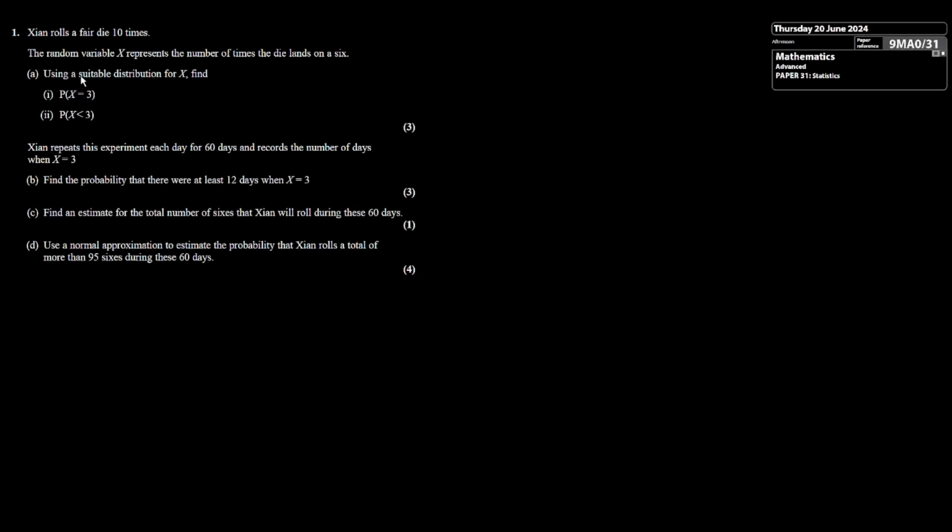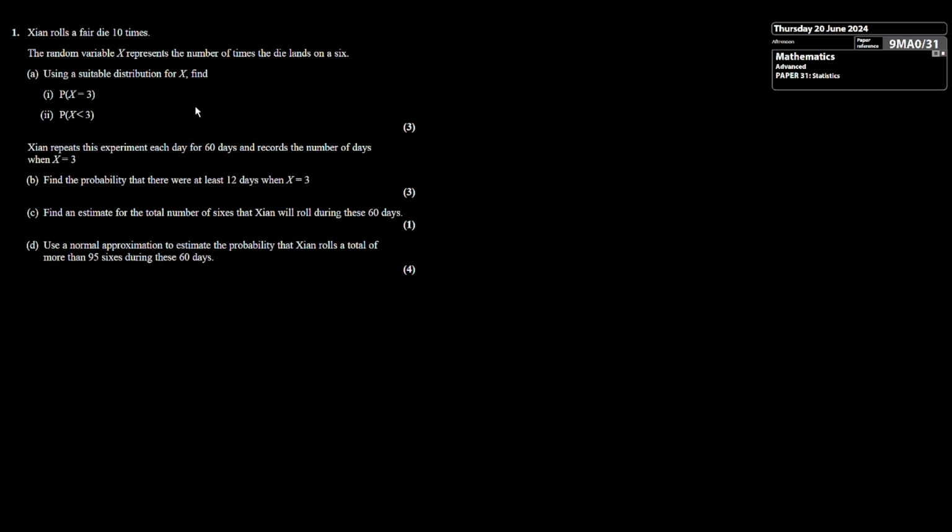Okay, question 1, we've got a dice rolling problem. The number variable x represents the number of times the die lands on a 6. Use a suitable distribution model for x to find where specifically x equals 3 and where x is less than 3. Well, the model is going to be a binomial model because this either lands on a 6 or doesn't land on a 6. So it's a yes-no, win-lose situation.